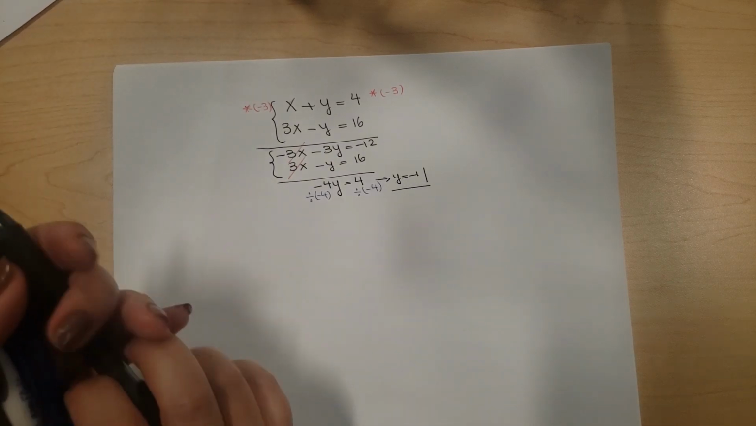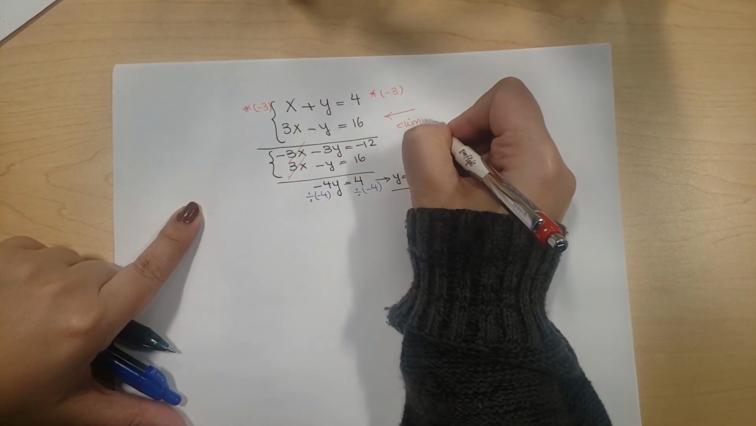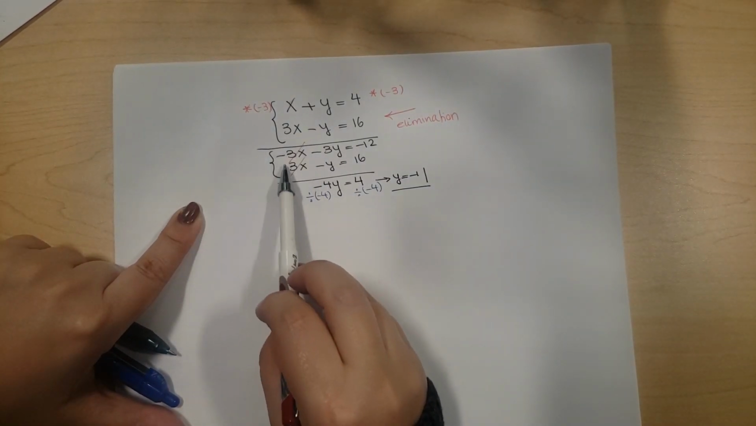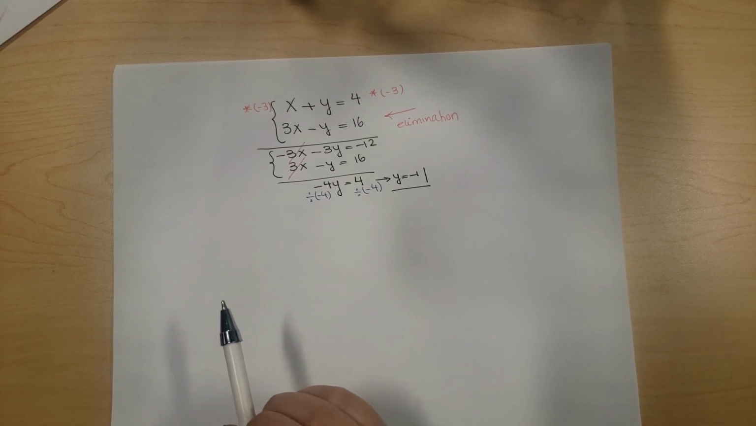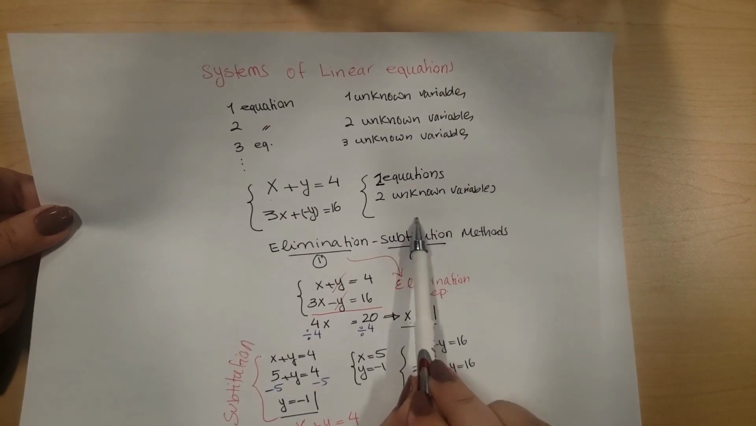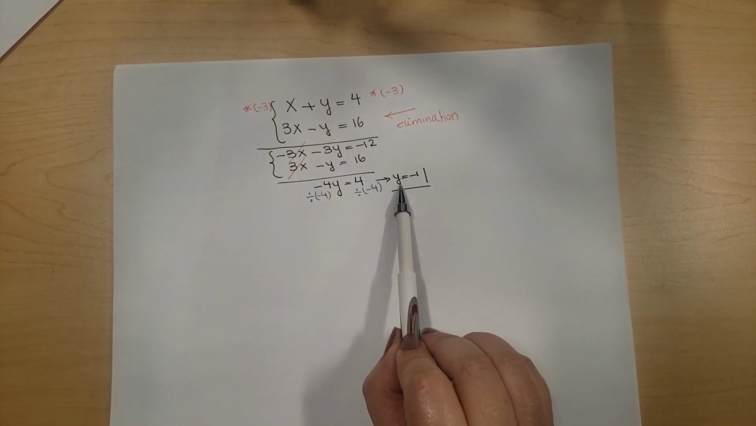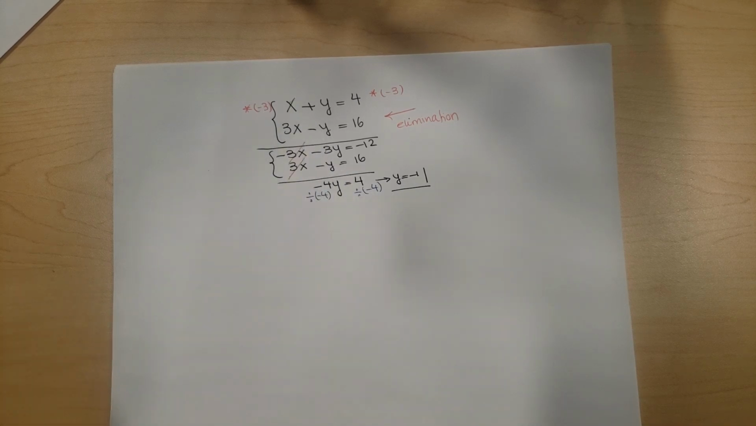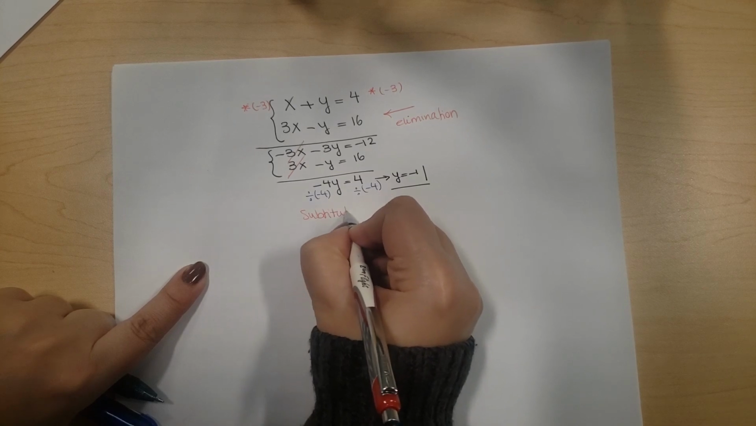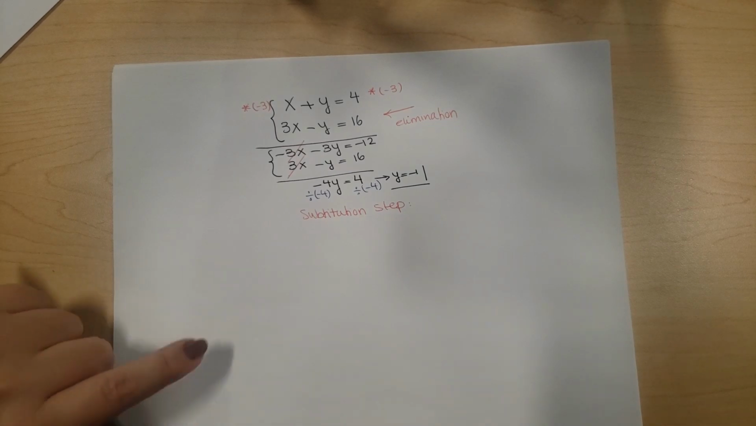Okay, so this step was called elimination. Why? Because I eliminated one of the variables, which happens to be the x. What is the next step? Remember, substitution. Now I substitute the value of y in my original equation. Substitution step, okay? And then find the value for the other variable.